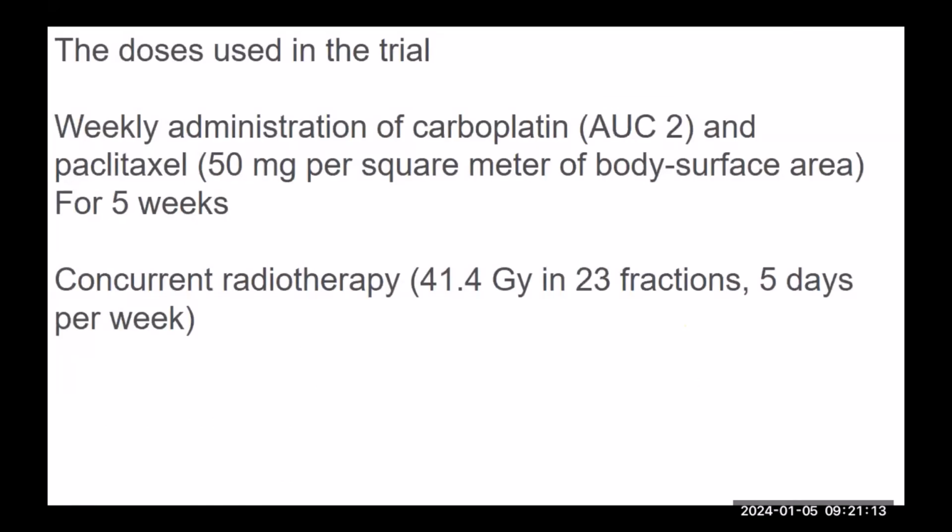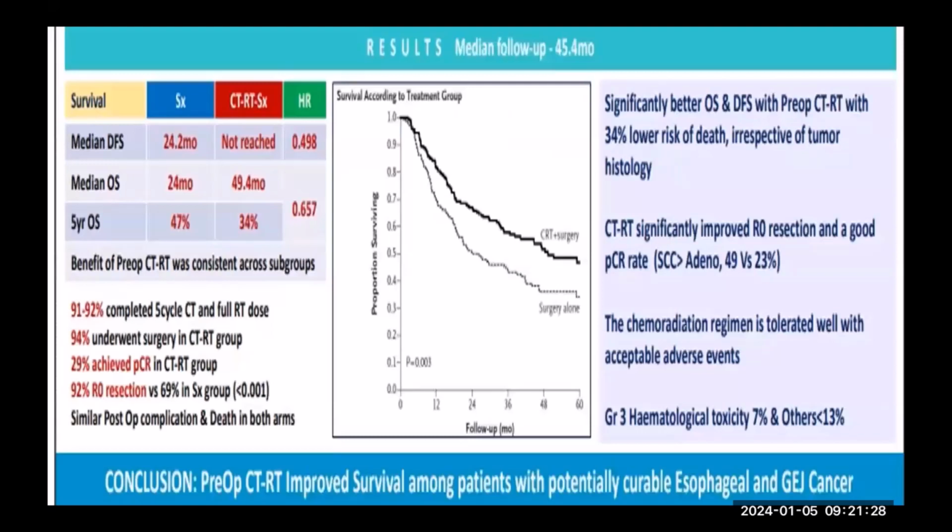What was the dose used in the trial? It is carboplatin AUC 2, paclitaxel 50 mg per meter square, weekly regimen for 5 weeks, and the radiation dose was 41.4 gray in 23 fractions. This is the same dose that we are also using at our center. What was the result? A significant improvement in survival.